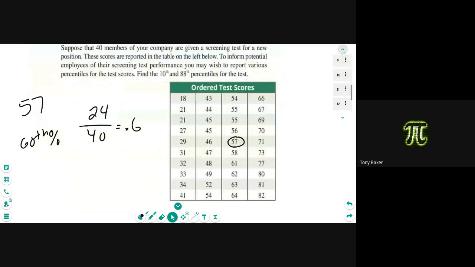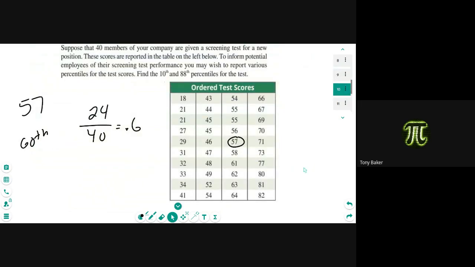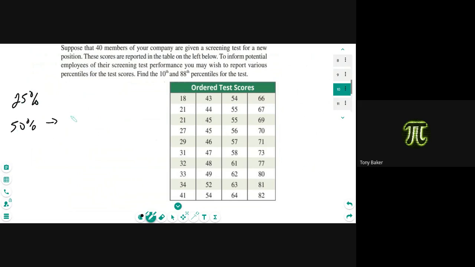All right. So let's go back to this set again. Find me my 25th percentile, 50th percentile, which we already did, it's 54, and 75th percentile for this set of numbers.